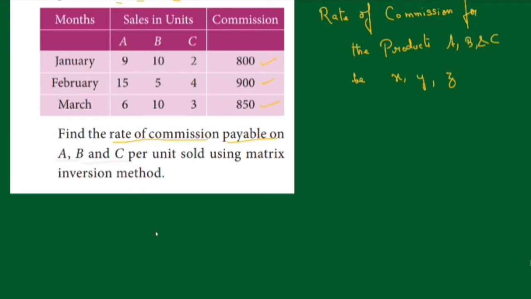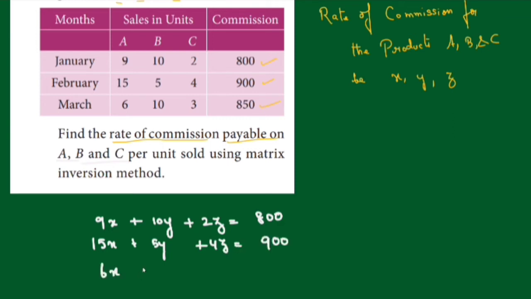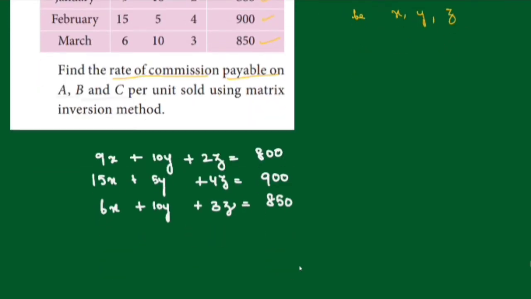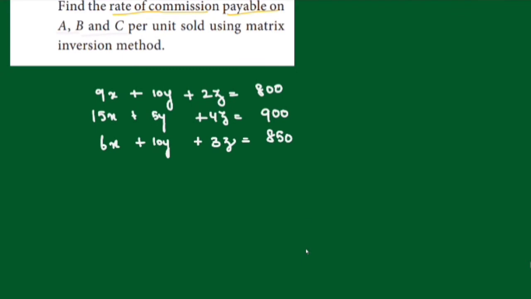The first equation will be 9x plus 10y plus 2z is equal to 800. What will be the second equation? 15x plus 5y plus 4z is equal to 900. 6x plus 10y plus 3z is equal to 850. So we got three equations. We have to solve using matrix inversion method. You have to use matrix inversion method to solve this. Write this as equation 1, 2 and 3.